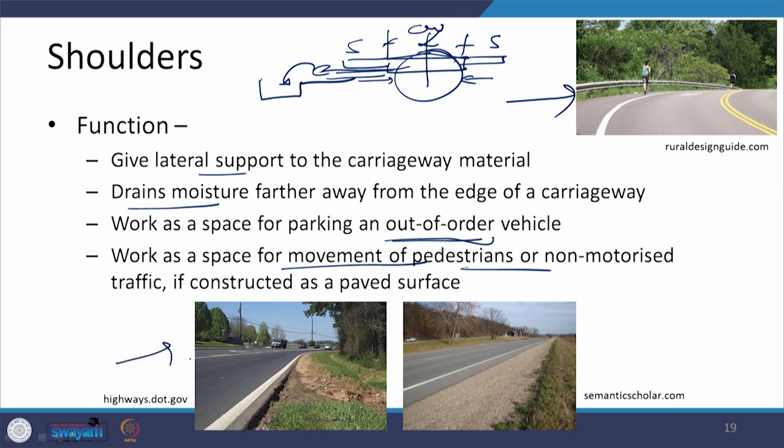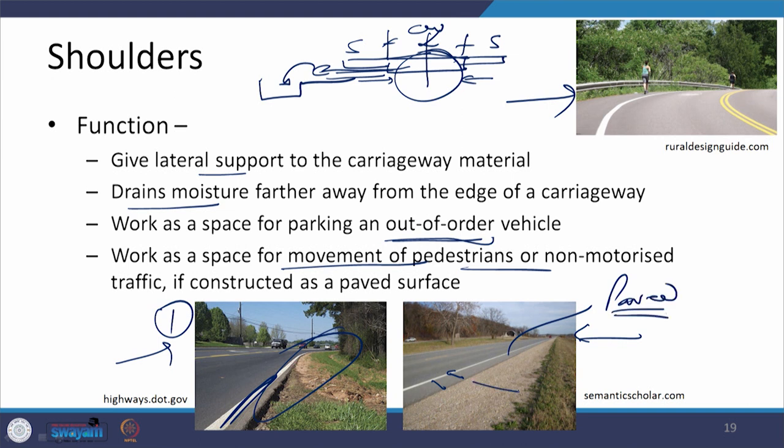Now, what you can see here in these two photographs at the bottom, in case one, there is no actual shoulder being provided. You have the edge of the carriageway, and that ends the overall thing. Whereas in the other case, what you found is after the edge, there is some paved portion, whatever is the width, and then there is an unpaved but prepared portion. So this is the right way of working, and the other is not the right one which should be provided.